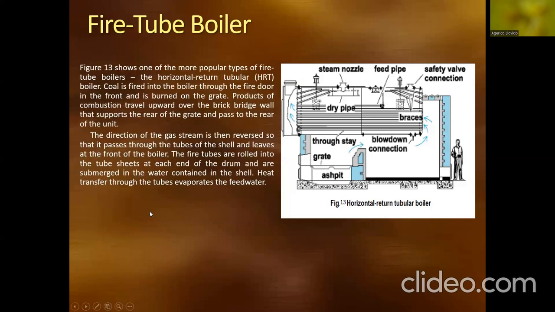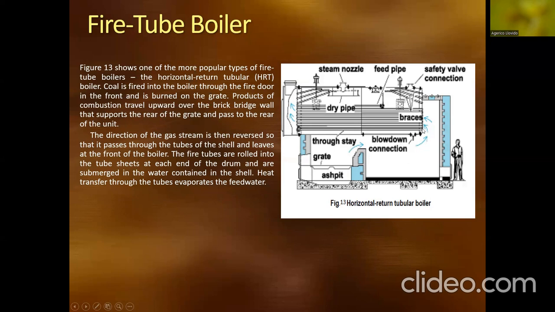Figure 13 shows one of the more popular types of fire tube boiler, the HRT, or the horizontal return tubular boiler. Coal is fired into the boiler through the fire door and is burned in the grate. Products of combustion travel upward over the bridge wall that supports the rear of the grate and pass to the rear of the unit.